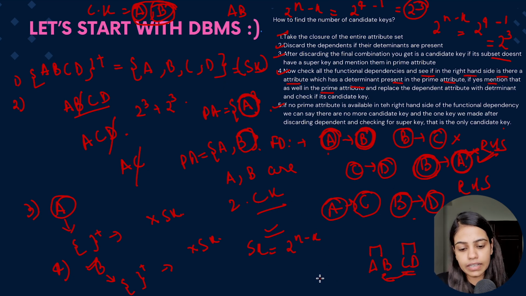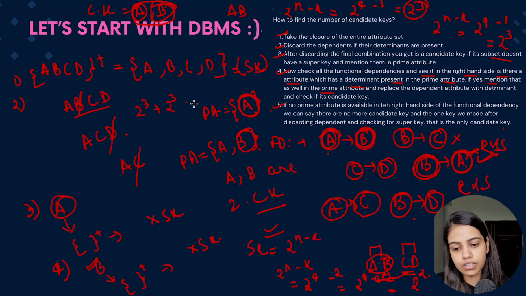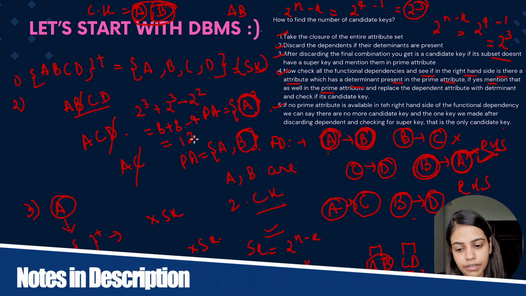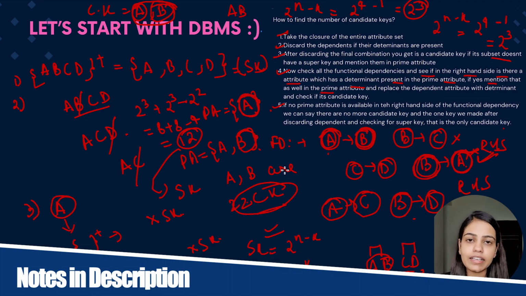Since two attributes are in the candidate key, in 2 to the power n minus k, n will be 4, but the number of attributes present in the candidate key is 2. So it would be 2 to the power 4 minus 2, that is 2 to the power 2. We have to just subtract that. So it will be 8 plus 8 minus 4, that is 12. So we can say that this has 12 super keys and 2 candidate keys. In this way we find the super keys as well as the candidate keys in a given relation.